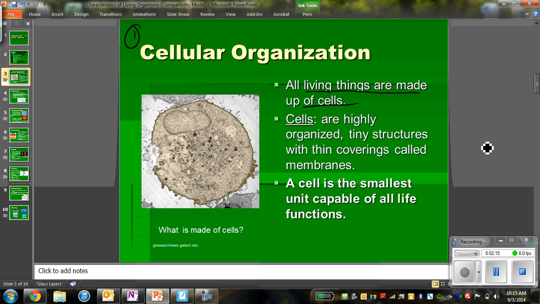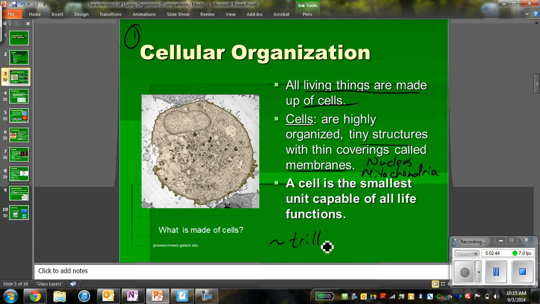What is a cell? It's a highly organized, membrane-bound structure with tiny structures in it. You may remember these from other classes in your past. So a nucleus would be something. A mitochondria would be another thing. We'll go over what those do later. A cell is basically a tiny structure that makes up your body. You have trillions of these in your body.